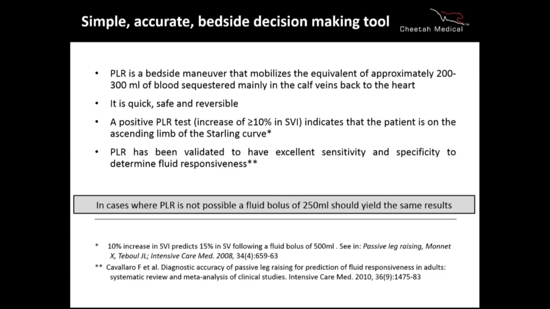A positive passive leg raise test is when you increase the stroke volume index 10% or more, and that indicates that the patient is actually on the ascending limb of the Starling curve. A passive leg raise has been validated to have excellent sensitivity and specificity to determine fluid responsiveness. And if for some reason you can't do a passive leg raise, you can do a real external fluid bolus, and it will give you the same results.